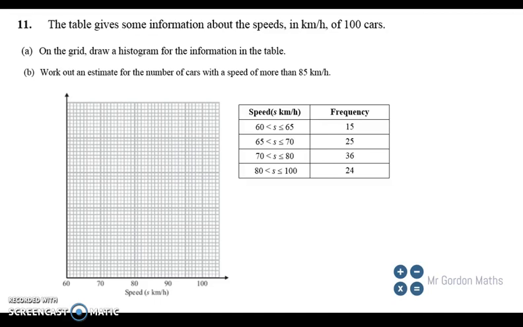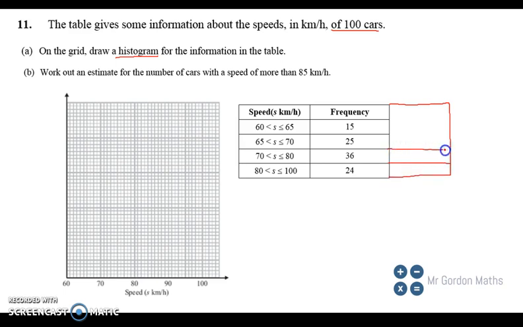Okay, number 11. It says the table gives some information about the speeds in kilometres per hour of 100 cars. On the grid, draw a histogram for the information in the table. So that's part A, draw a histogram. When we're doing a histogram, we need to remember we're going to work out something called the frequency density.